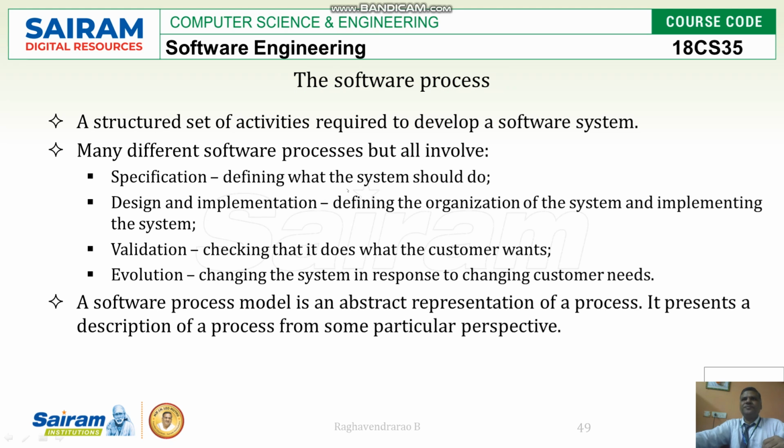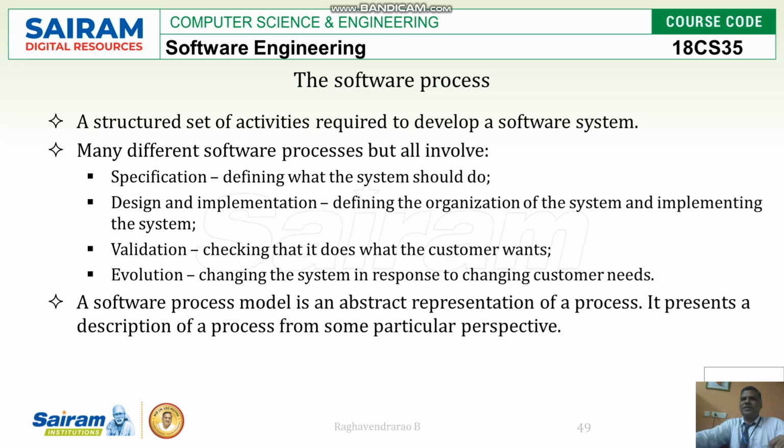Software process is a structured way of developing the program required to develop software systems. The processes involved in software are: first is specification, second is design and implementation, third is validation, and fourth is evaluation. Okay, evaluation. There are 4 points.